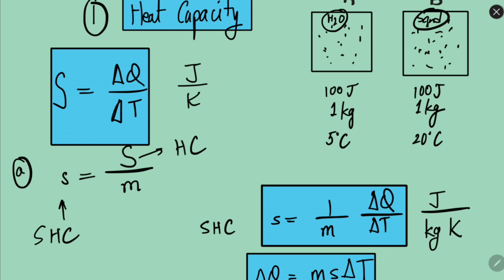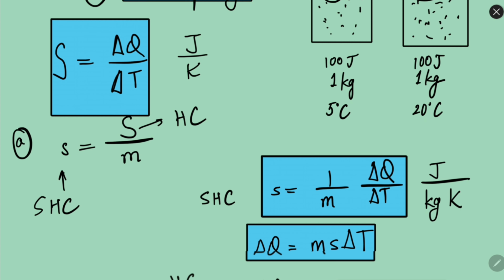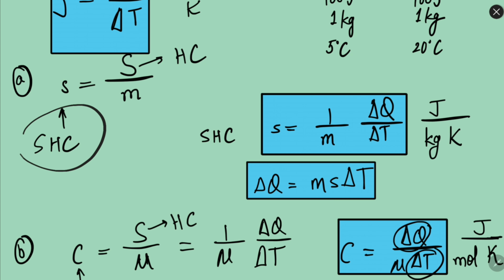What I'm trying to say is that water requires more heat in order to increase its temperature as opposed to sand. So in some materials we need to apply very little heat to increase the temperature, and in other materials we need to apply a very large amount of heat. That is represented by this heat capacity. First of all, let's discuss the types of heat capacity. The most important is the specific heat capacity.